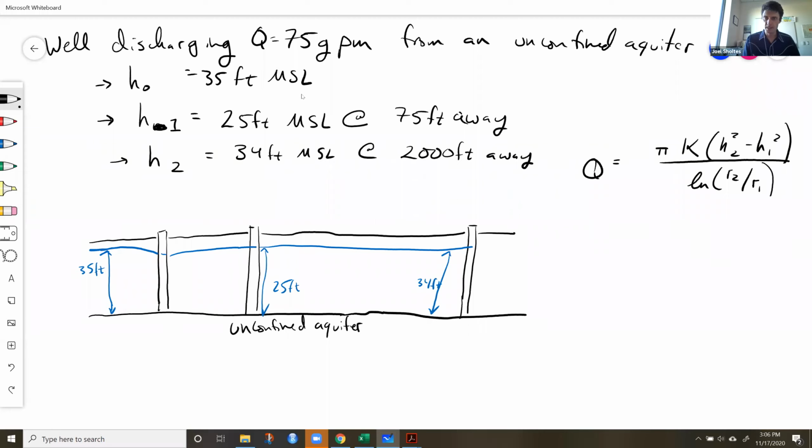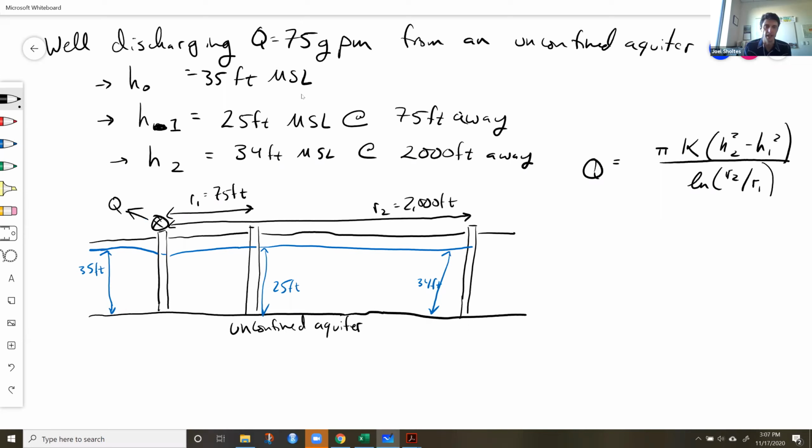And R was the radial distance between the wells, right? And so R1 is equal to 75 feet. And then R2 is equal to 2,000 feet. What would R1 be if I only had 2 wells in this problem, the well that we're pumping from and another well nearby? What would my R1 be? The radius of your well.